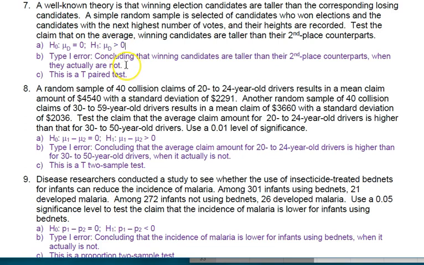A type 1 error would be concluding that the claim is true, so that the winning candidates are taller than their second place counterparts, when they actually are not. And this would be a t-paired test since we're talking about the average. That means it's t-stats, and since we're talking about paired samples, it would be t-paired in StatCrunch.